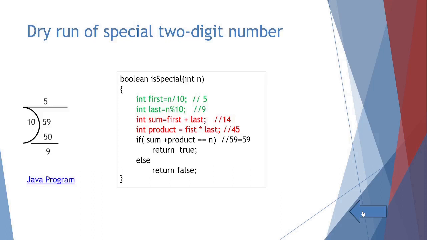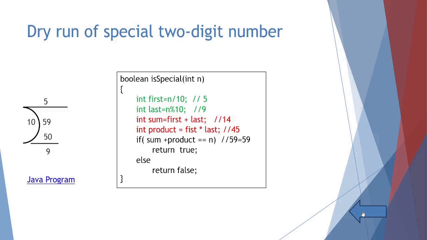Now see the program. Boolean isSpecial returns true or false. It's not void. Receiving one parameter, that is int n, and int first is equal to n divided by 10, that is 5. Int last is equal to n modulo 10, that is 9. First plus last stored in sum. First multiplied by last stored in product. Now sum plus product, if it is equal to n, the original number, yes, return true, otherwise return false.